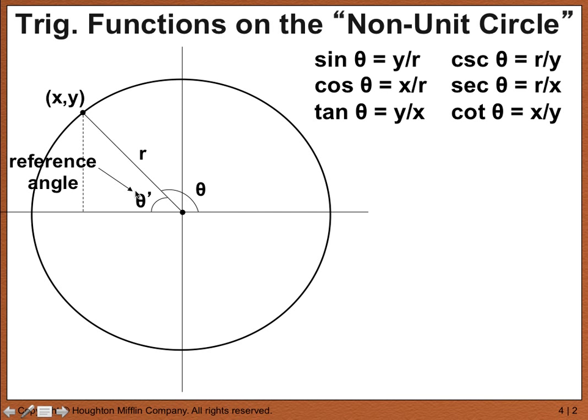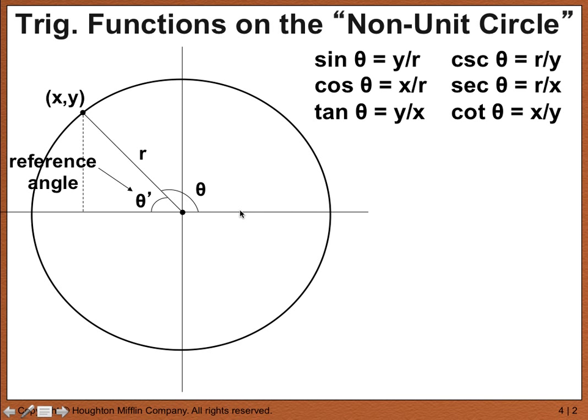is the acute angle that is in the same quadrant as the terminal side and touches the x-axis. Notice that this theta prime meets those criteria. Theta prime is in the same quadrant as the right triangle. It's in the second quadrant. Notice also that it's the angle closest to the terminal side that also touches the x-axis. So that's where reference angles come from. Reference angles always must touch the x-axis.